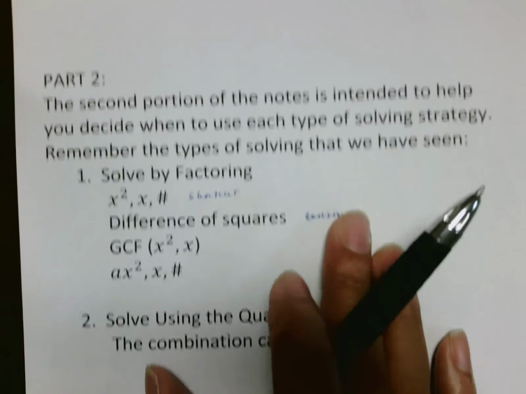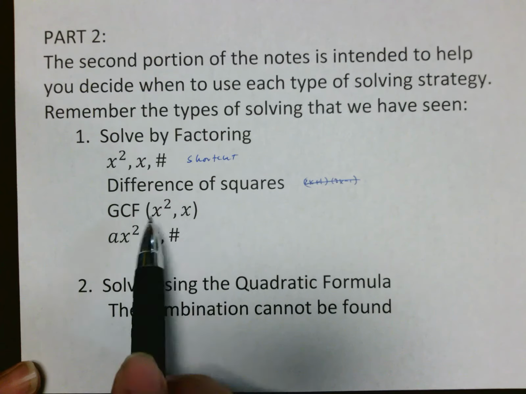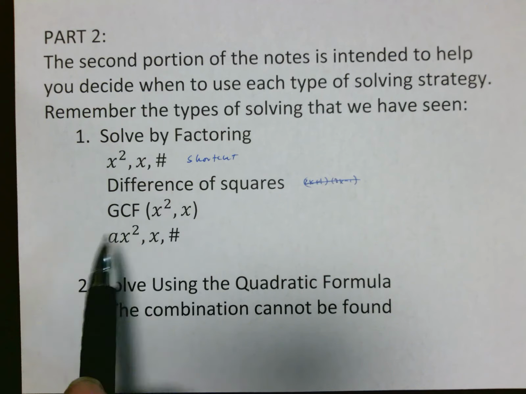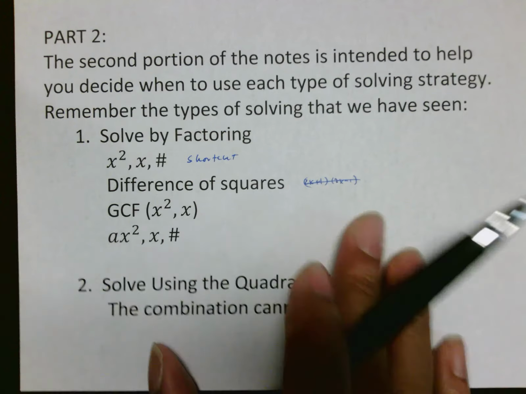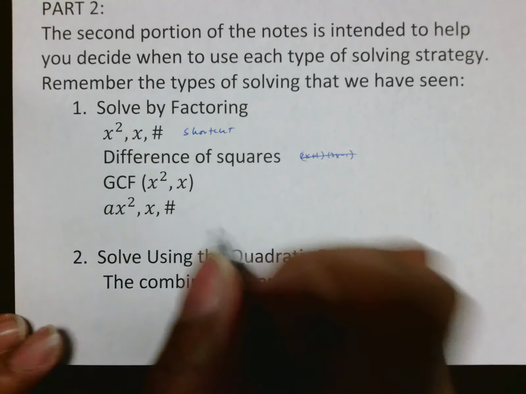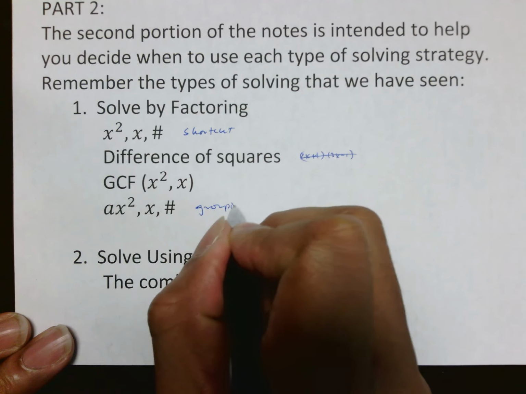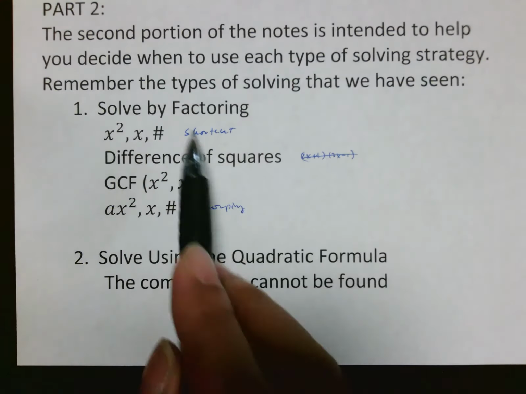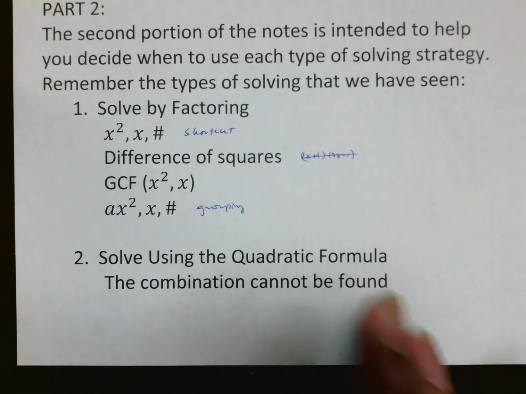But again, in terms of solve by factoring, if there's an x squared and an x, I'd pull off my x term, leave the rest, and then solve those 2 factors. And then you have ax squared, x and number, which is the one where you have to use grouping. But again, all those lead to solving by factoring, because after you factor those, you set your factors equal to 0, and you go from there.